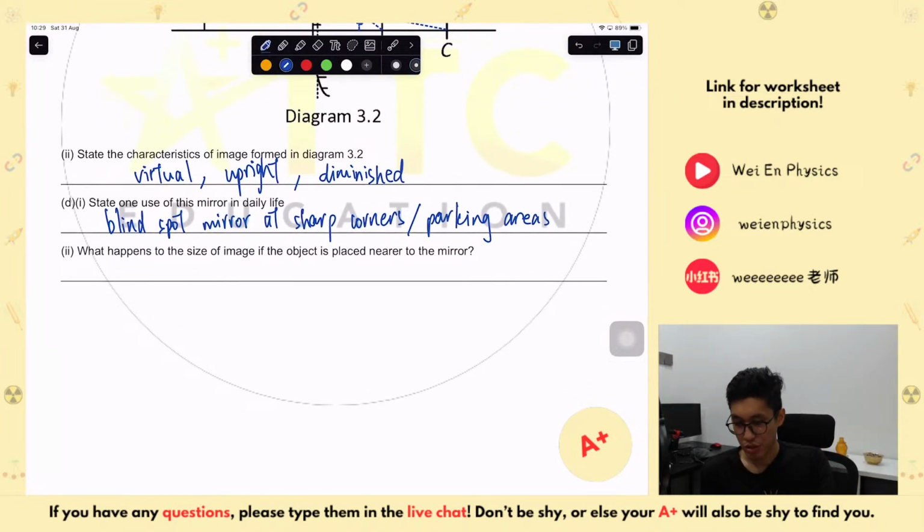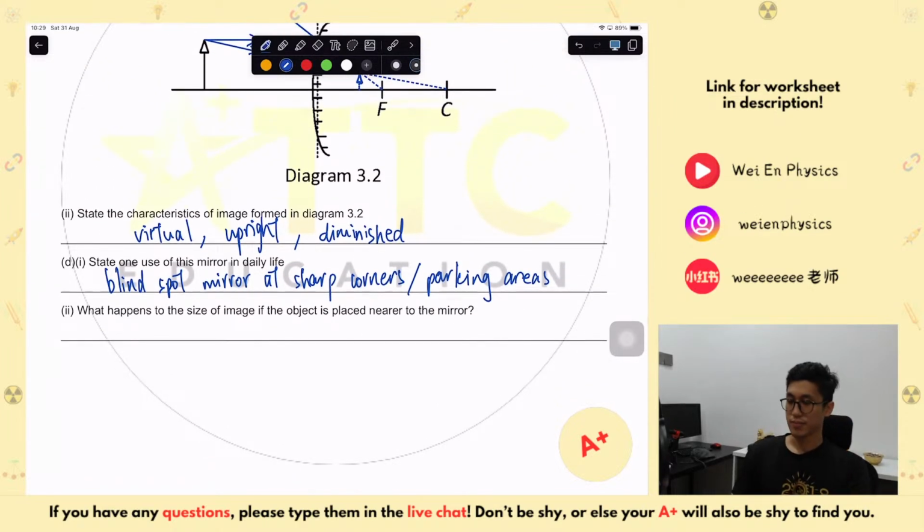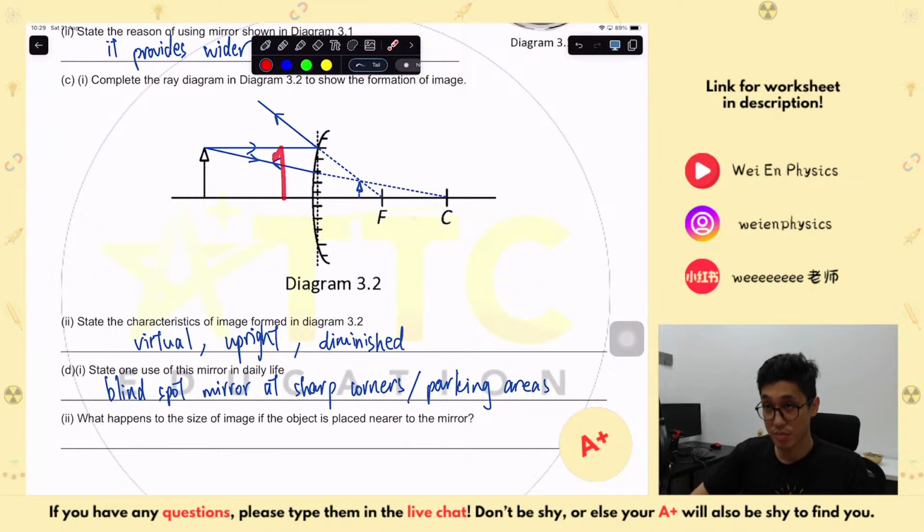Next, what happens to the size of the image if the object is placed nearer to the mirror? Now for this one, of course you can draw the object nearer and then redraw the ray diagram. Sure, you can do that. But I just want you to think very, very hard. In real life, you have definitely seen this mirror before. And what happens if you walk closer to the mirror? Just think. You surely know this one, experienced before.